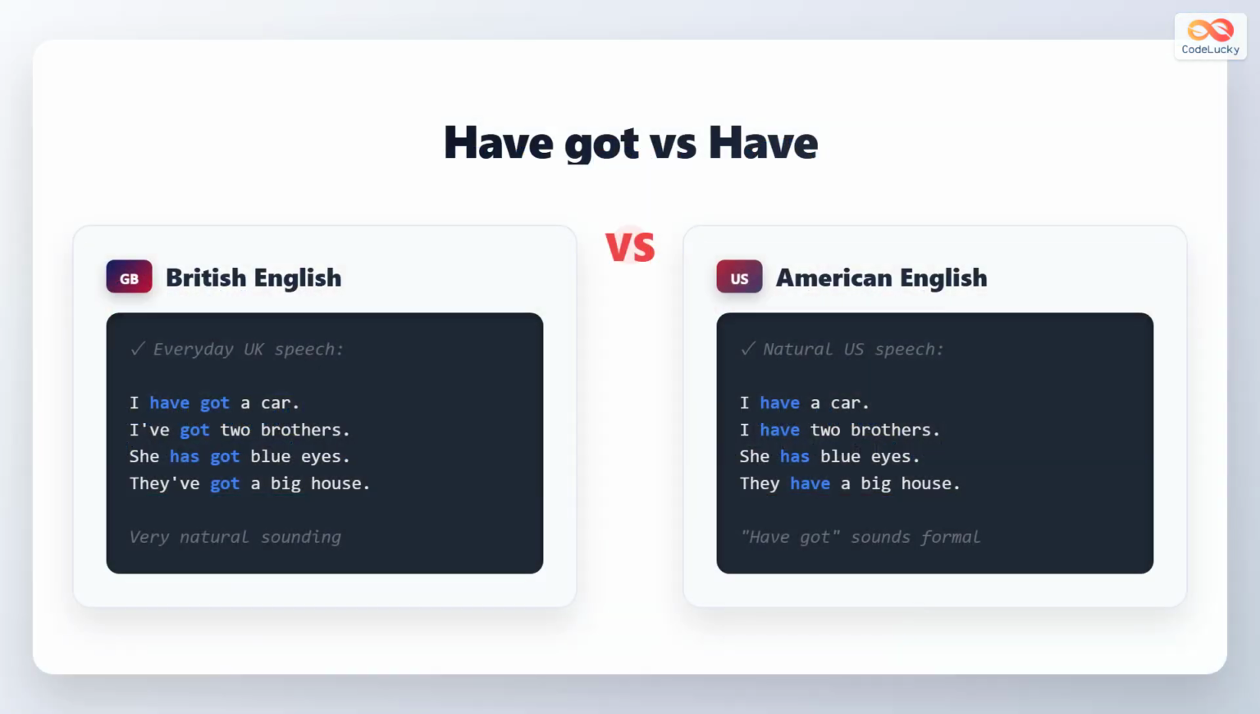Let's look at specific examples. In British English, people say, I have got a car, I've got two brothers, she has got blue eyes, and they've got a big house. These sound very natural to British speakers. In American English, people say, I have a car, I have two brothers, she has blue eyes, and they have a big house. Notice that Americans do not use have got. For them, saying have got sounds formal and unusual.